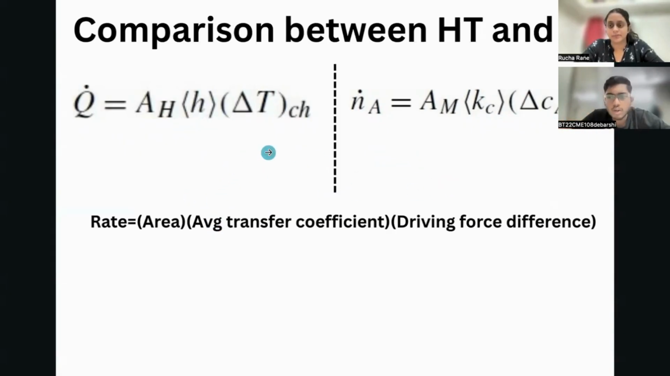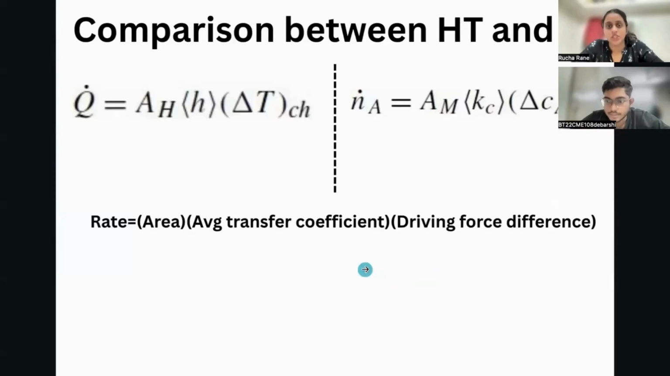Now, these are both rate equations, so we can draw a similarity between them. We can see both have the term of area. The next term is the transfer coefficient, which is average, so the average transfer coefficient is there. And the third term is the characteristic driving force. In the case of heat transfer, it is temperature, and in the case of mass transfer, it is concentration. So characteristic concentration difference and characteristic temperature difference.